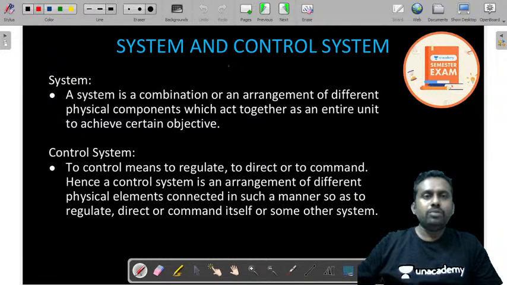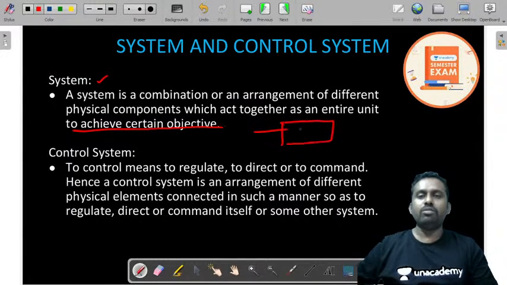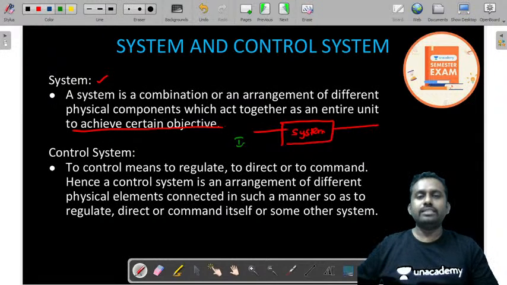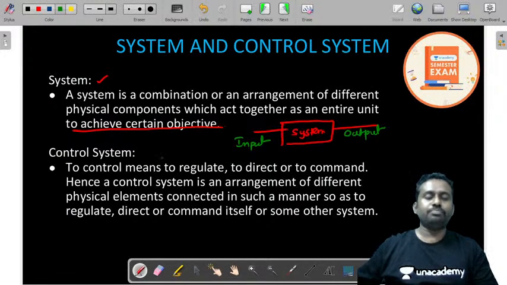So, system. Let's see what is a system and what is a control system. A system is a combination or an arrangement of different physical components which act together as an entire unit to achieve a certain objective. So, a system can be an arrangement of different components. We can represent it as a box which has some task to be performed. We'll give some input to this and we will expect an output from this.